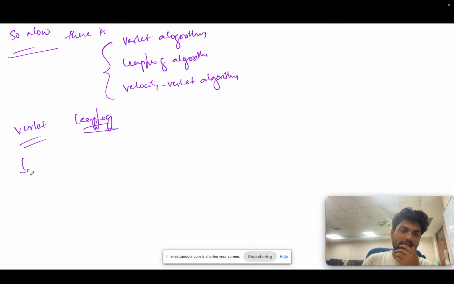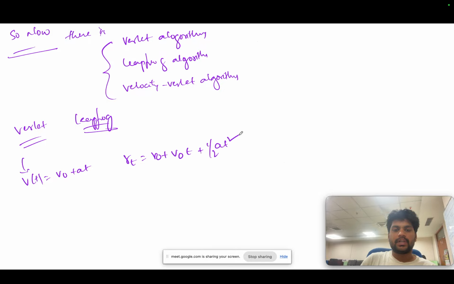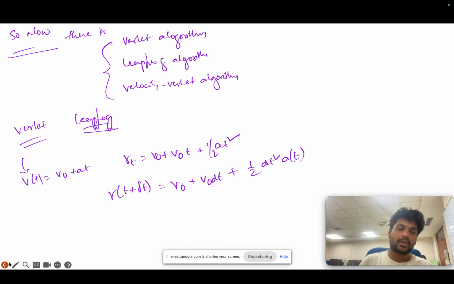So in the Verlet, basically we have these two equations: V of t equals V0 plus a t, and R of t equals R0 plus V0 t plus half a t squared. Now if I want to get R of t plus delta t, it should be, since R is constant, V of delta t, because t plus delta t equals the new combination, so you need to have this one. Then we have half delta t squared and the a of t.